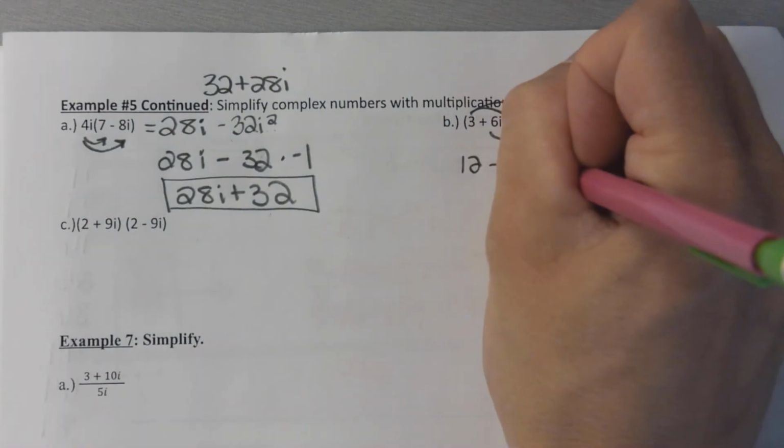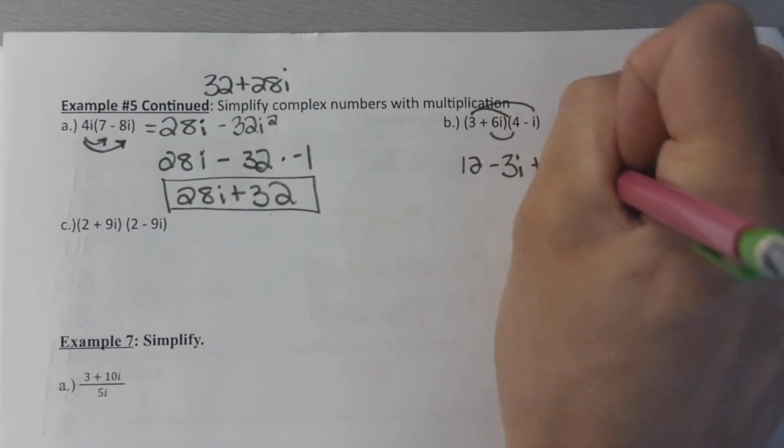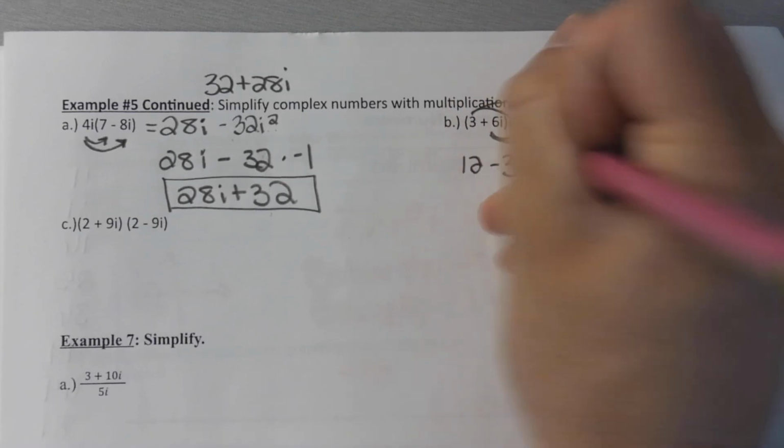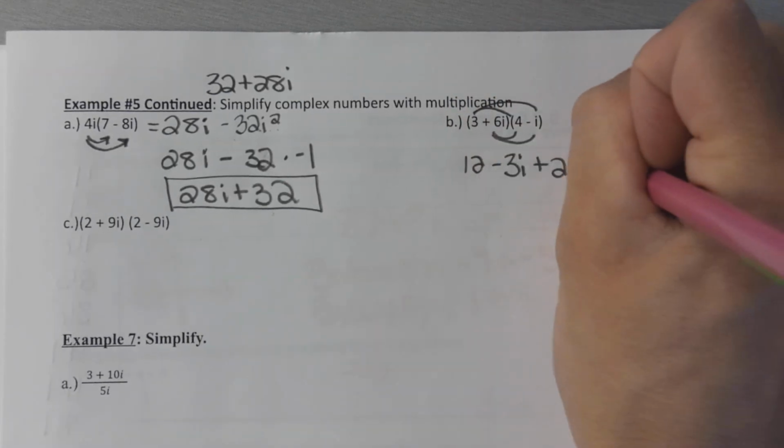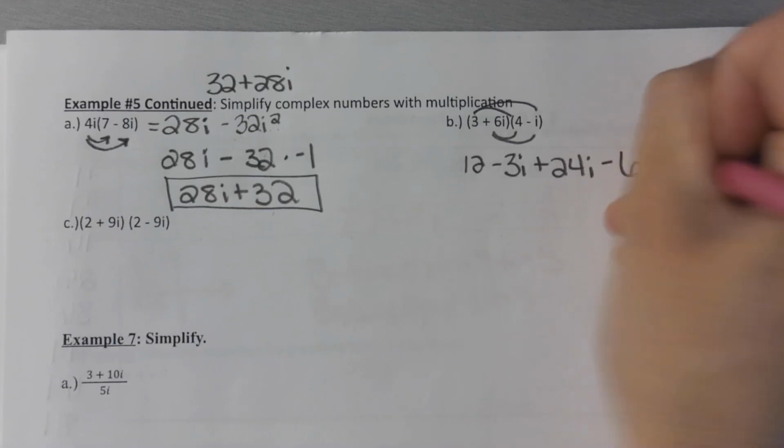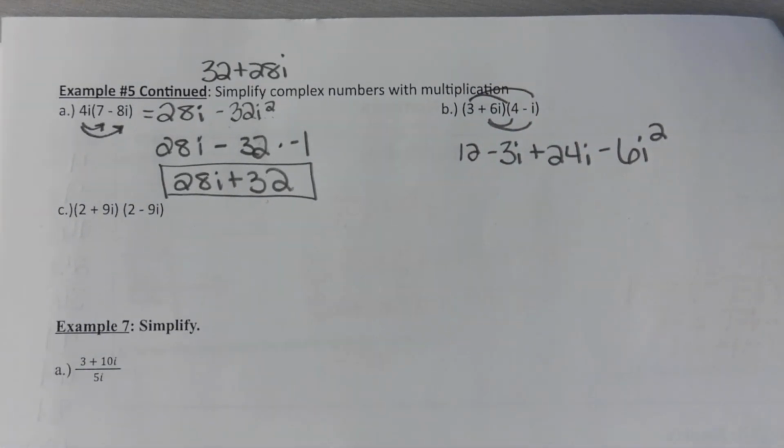6i times 4 is 24i. 6i times negative i is negative 6i squared. All right, perfect. How are we doing so far?